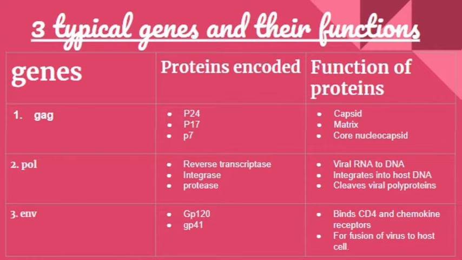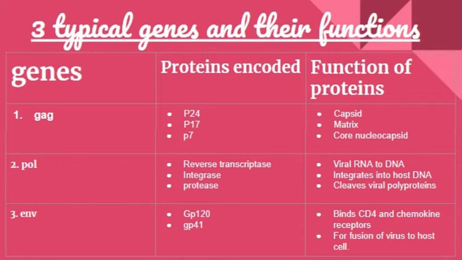Now we will discuss the 3 typical genes, the proteins encoded by those genes, and the function of those proteins. First is the GAG gene. GAG gene creates the structural proteins, which are P24, P17, and P7. P24 is the capsid protein, P17 is the matrix protein, and P7 is the core nucleocapsid protein.